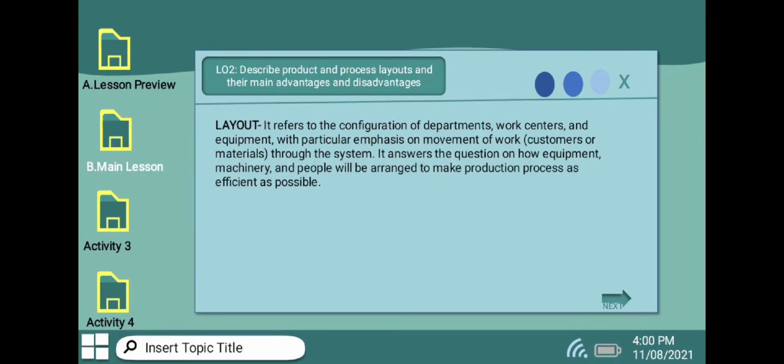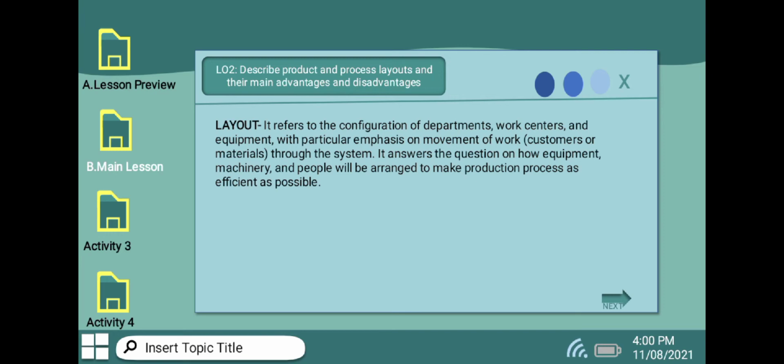Sabi dito, ito daw ang tumutukoy sa pagsasaayos ng mga department, work center at gamitan na may particular na paggalaw ng trabaho sa pamamagitan ng system. At ang advantage nito ay sinasagot nito kung paano aayusin ang mga kagamitan, makinarya at mga tao upang gawing epesyente ang proseso ng production hanggat maaari.